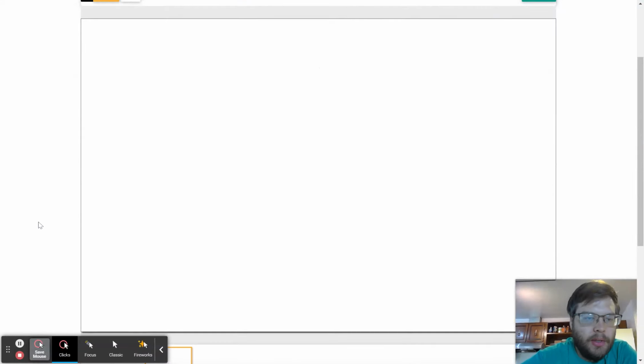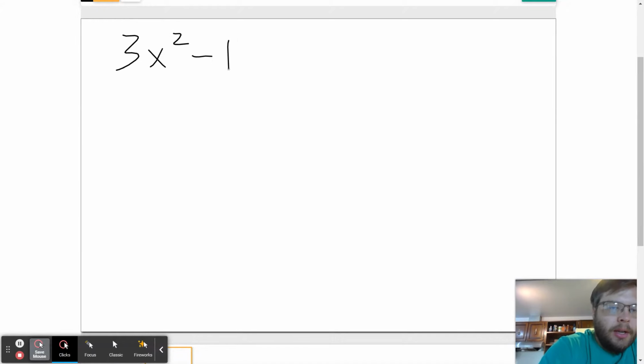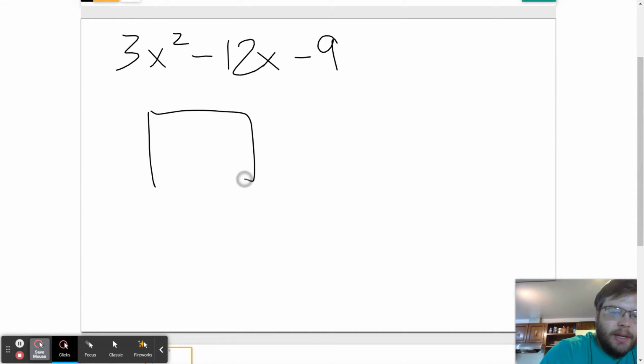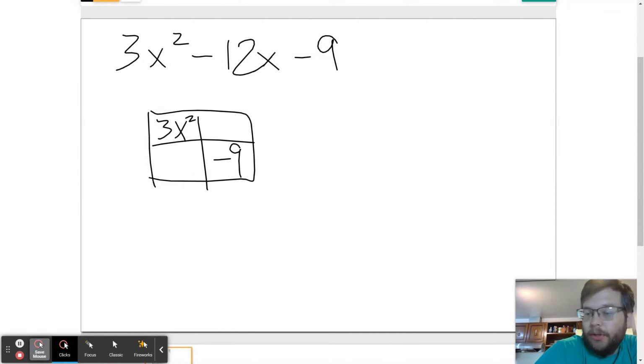Okay, so let's look at an example here of 3x squared minus 12x minus 9. So if I set up my box, I know that I have my 3x squared and my negative 9 there, but I don't know what goes in those empty boxes. So I set up my diamond.